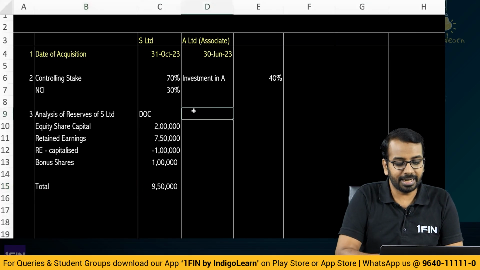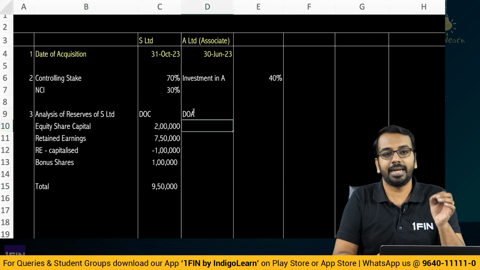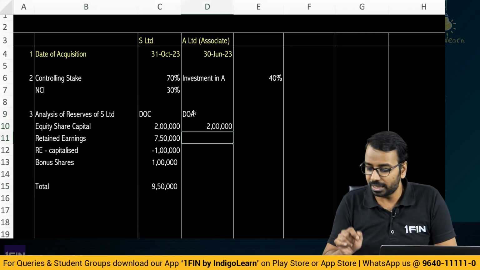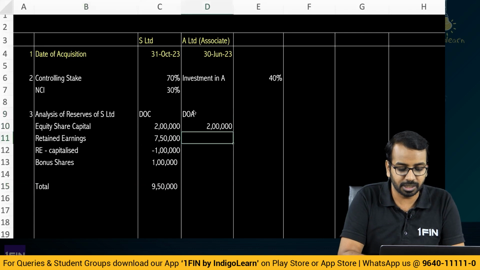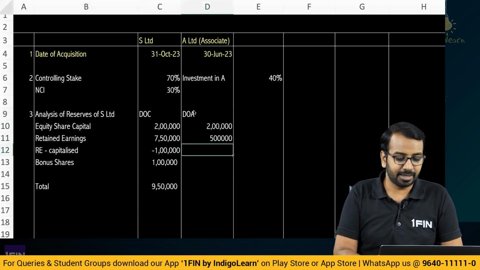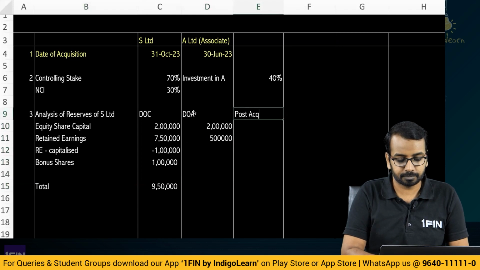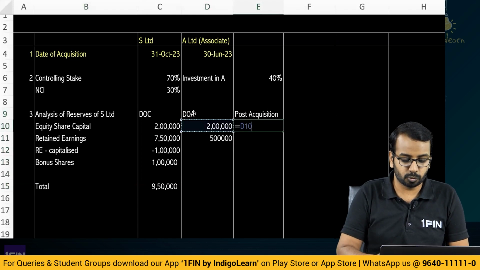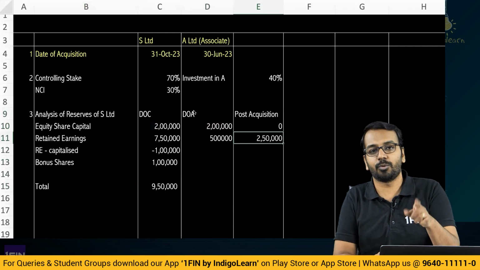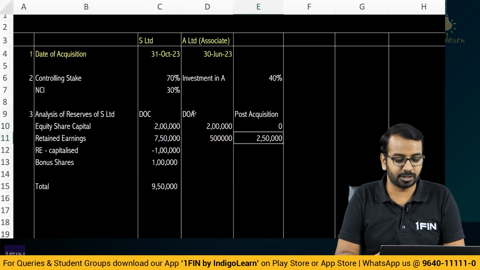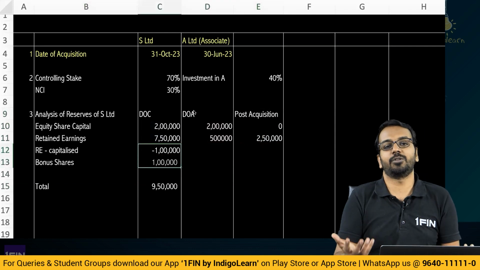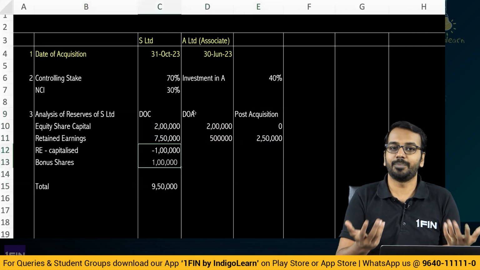So, now on date of acquisition, equity share capital was 2 lakhs. Retained earnings, what they have given to us in the question on the date of acquisition, is 5 lakhs. Then how much is post-acquisition? 2 minus 2 is 0, there is nothing there. 2,50,000 is the post acquisition profit, 7,50,000 minus 50,000. Then minus 1 plus 1, the impact will be 0.